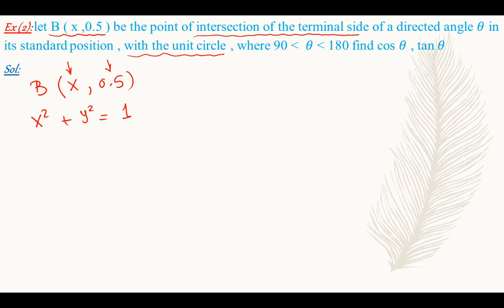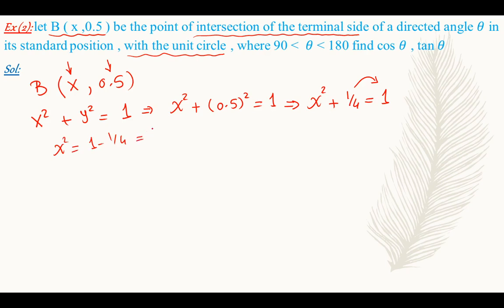From the previous examples, we know that x power of 2 plus y power of 2 equals 1. Here we are going to write x power of 2 as it is, and y here equals 0.5, so it will be 0.5 all squared equals 1. Here x power of 2 plus 0.5 power of 2, which is equal to 1 over 4, equals 1. 1 over 4 will go to the other side, so x power of 2 will be equal to 1 minus 1 over 4.